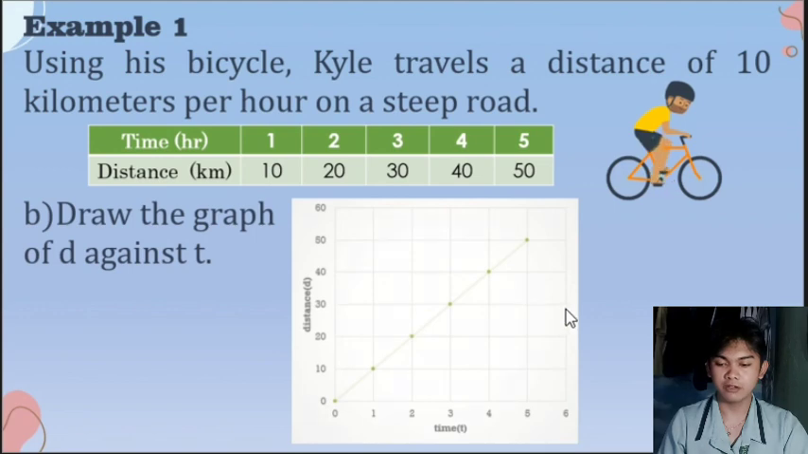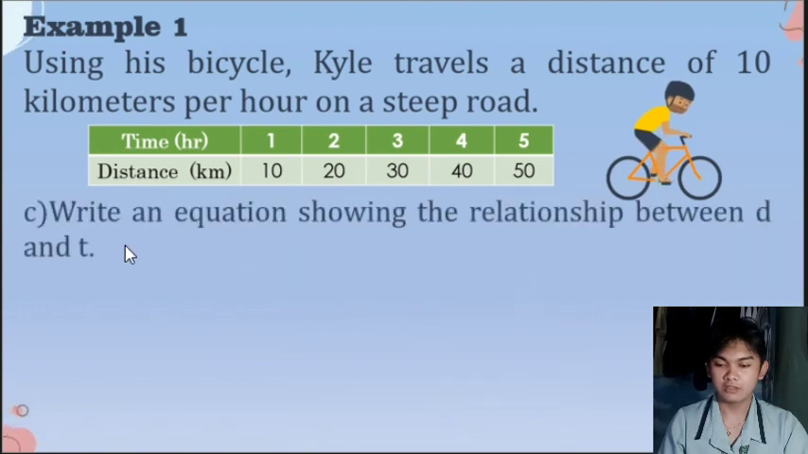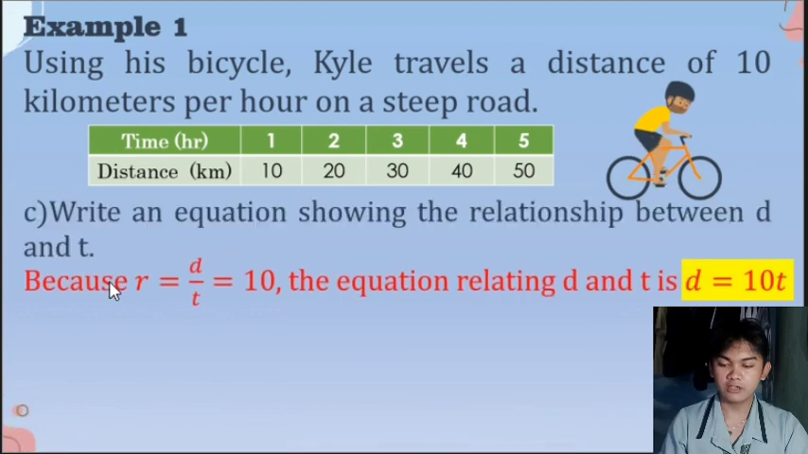Okay, so let's move on to letter C. Write an equation showing the relationship between D and T. Since we already got the constant of this table of values, or the ratio, which is equal to d over t, which is equal to 10, we can get the equation of variation for this table. The equation relating d and t is d is equal to 10t.